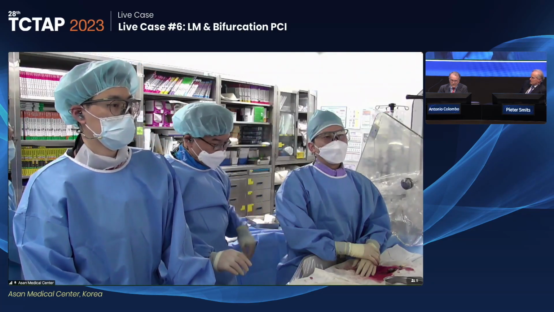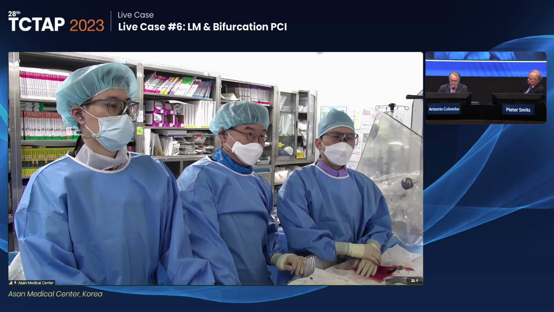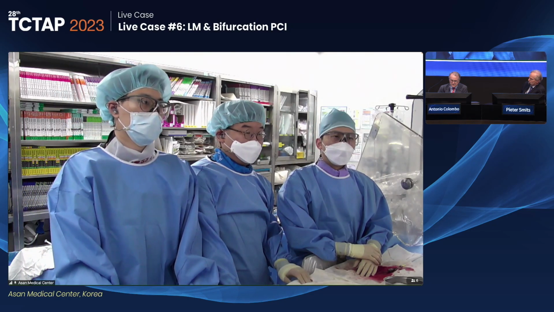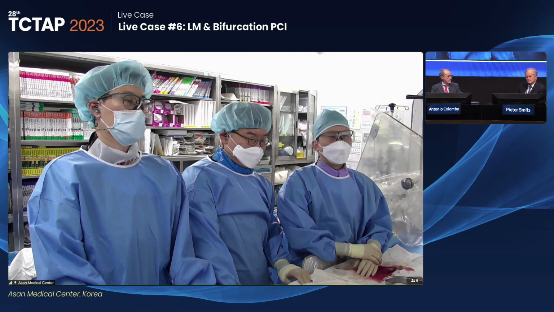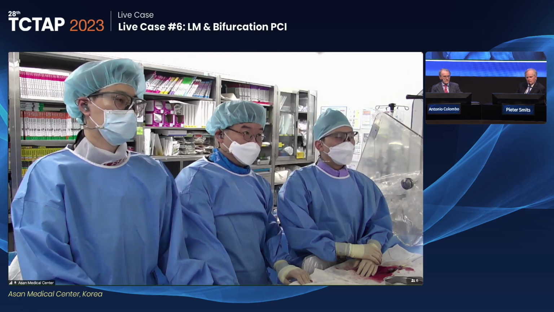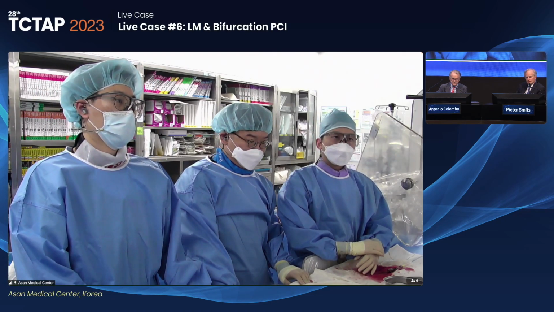Would you have wired this for provisional stenting of the LAD? Would you have put the wire in the diagonal before you put the stent in? Yeah. Absolutely. Yeah. Three wires. Okay, good. So I think we have the other case presented.